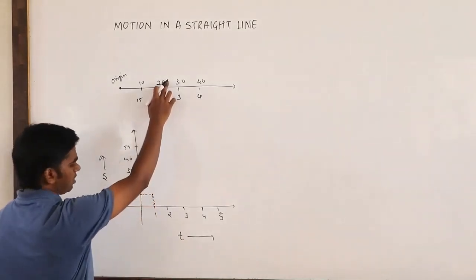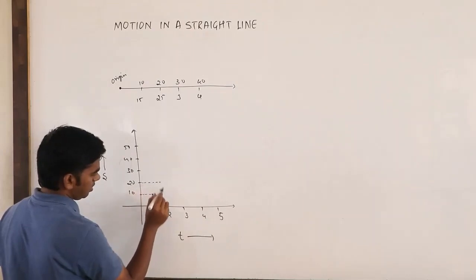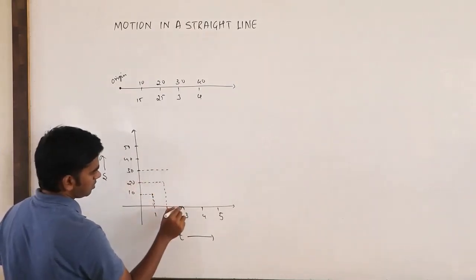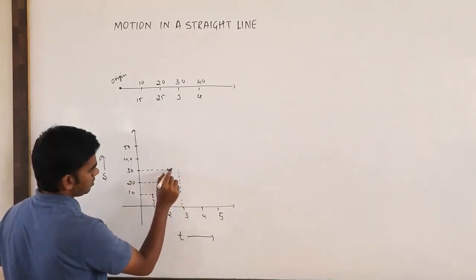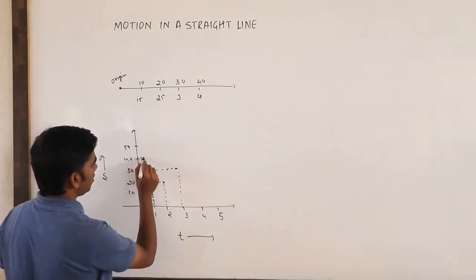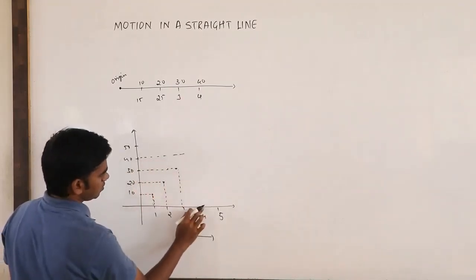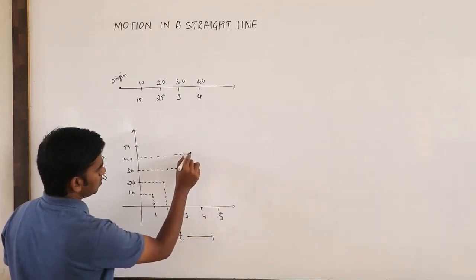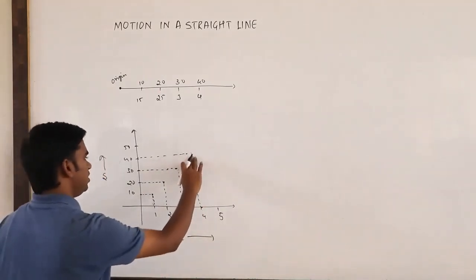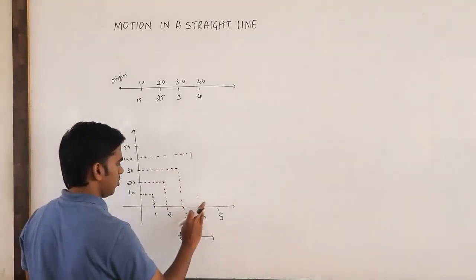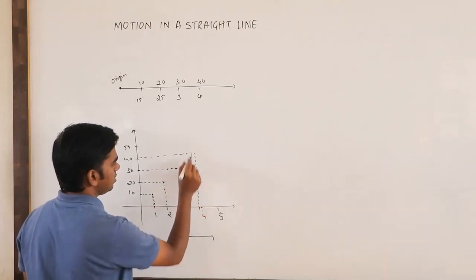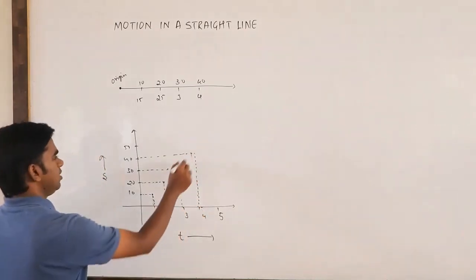At 2 seconds it will come to 20, so 20 is here, so this is 2 seconds. 30 for the third second, this is 3 seconds, so this is another point. 40 for the fourth second. So these are the points we got for different times and distances from the mean position. Okay.